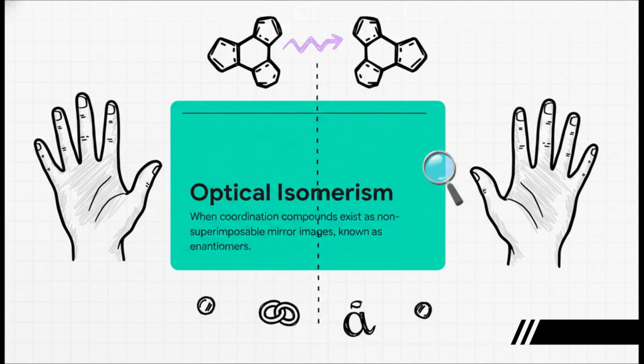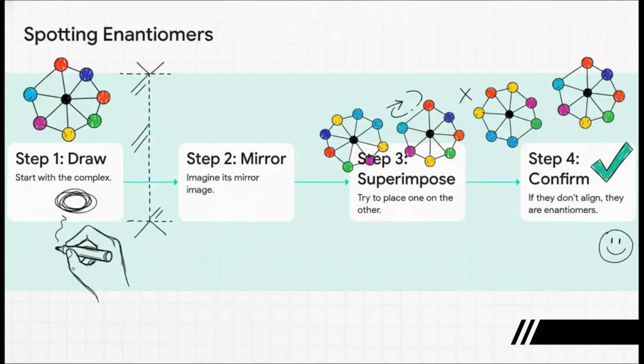When a molecule and its mirror image can't be perfectly stacked on top of each other, just like your left and right hands, they are optical isomers. And we have a special name for this pair. We call them enantiomers. So how do you actually spot them?